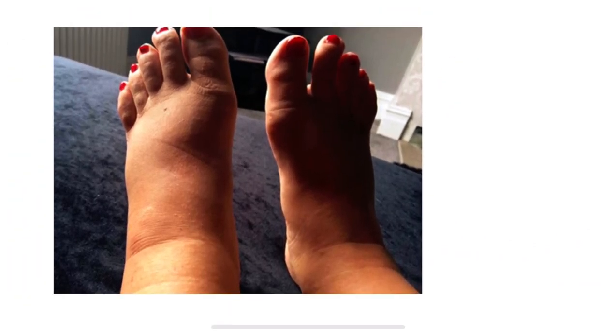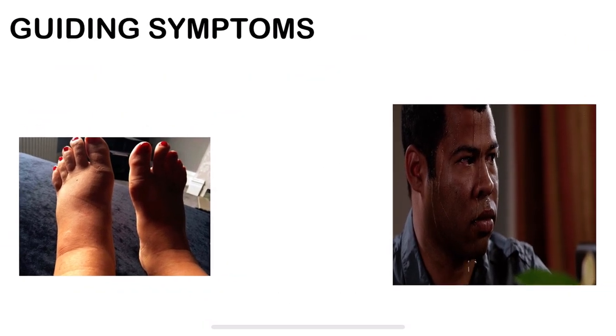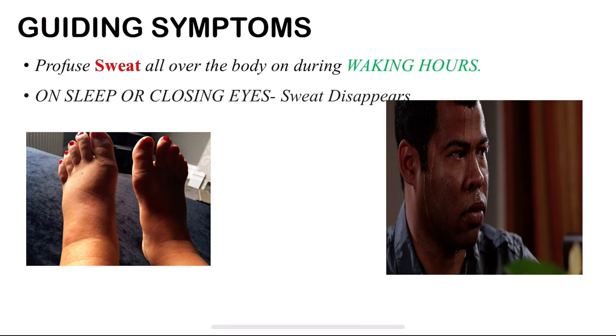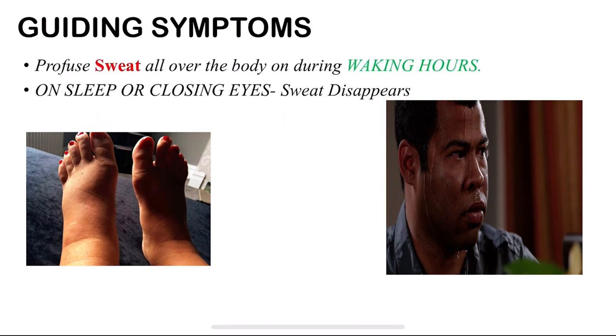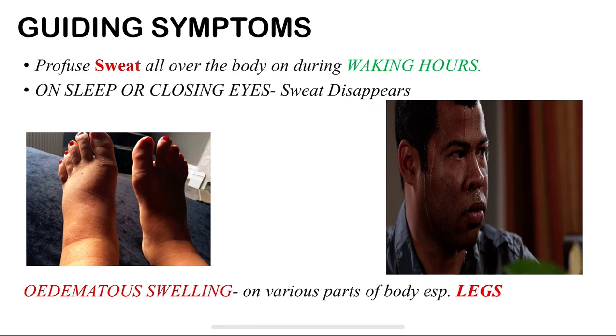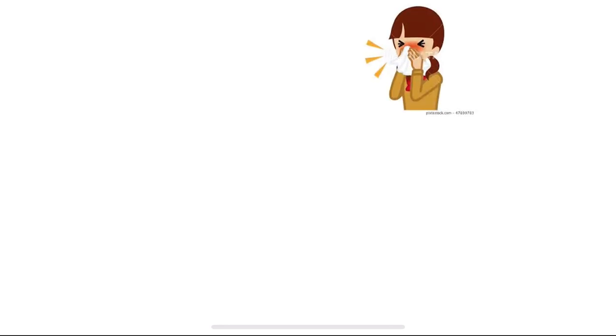Okay. Next, we move further. The patient has edematous swelling in various parts of the body, especially in the legs, the thighs and feet. We saw the profuse sweat all over the body during waking hours, and on sleep or closing the eyes, the sweat disappears. The edematous swelling is felt on various parts of the body, especially on the legs.